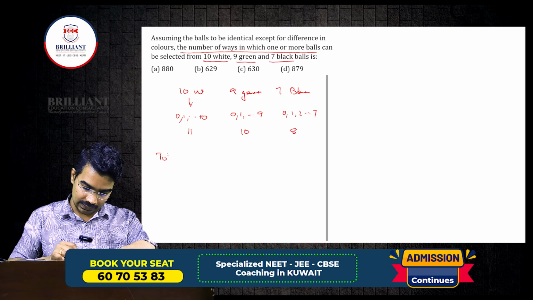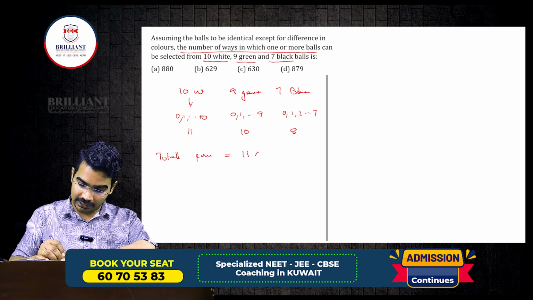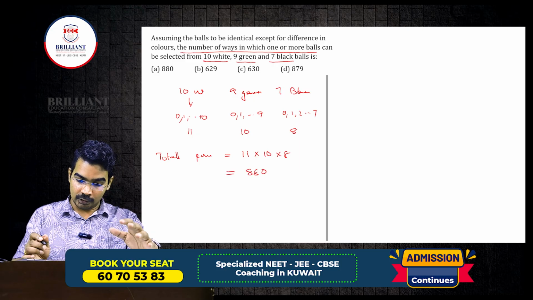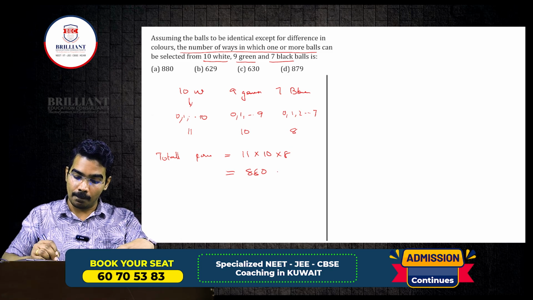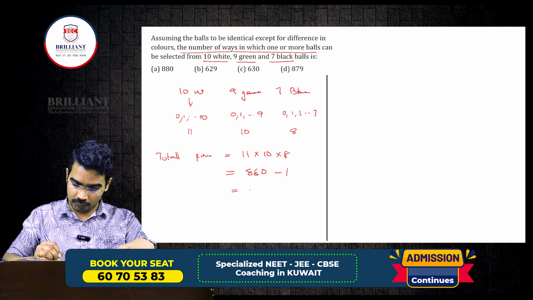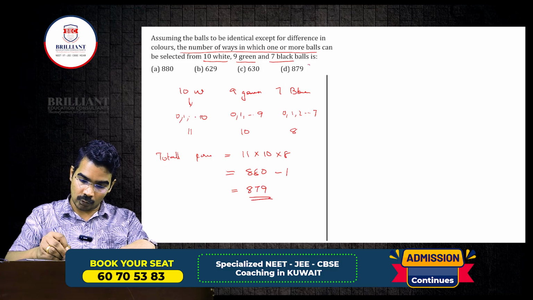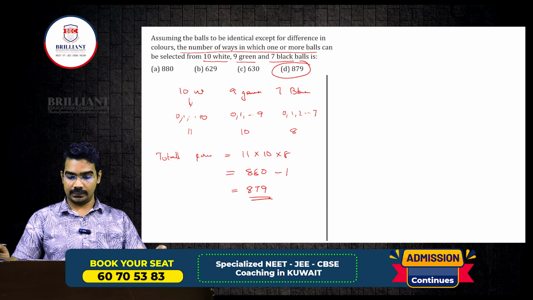So total possibilities is equal to 11 into 10 into 8. That will be 880. So there is one possibility that you have to count, getting nothing. So minus 1 is equal to 879. So your answer is option D, 879.